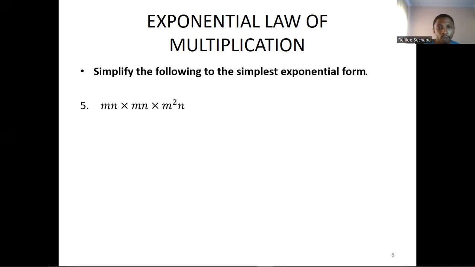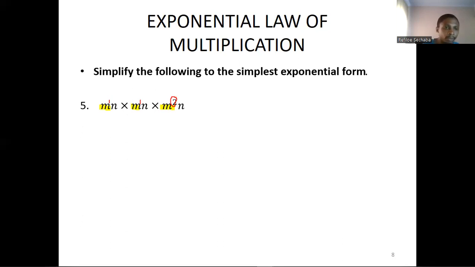So here, how do we simplify this? I will start by multiplying the m's first. So I will write that as a single base of m, but what will be the exponent of that m? The first m has an exponent of 1. Remember, if the exponent is not written, it is 1. The second m has an exponent of 1, and the last m has an exponent of 2. So what is 1 plus 1 plus 2? It is m to the exponent of 4.